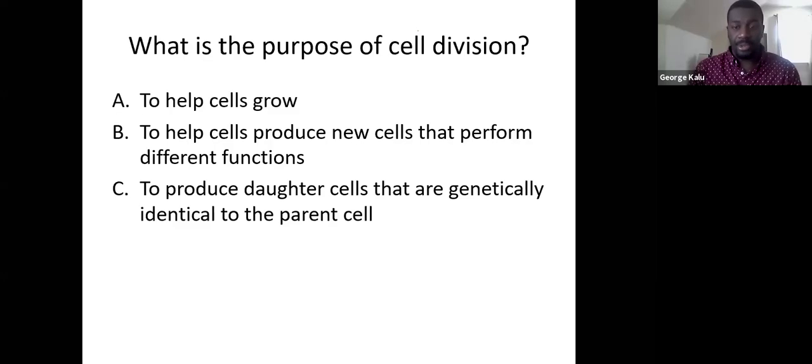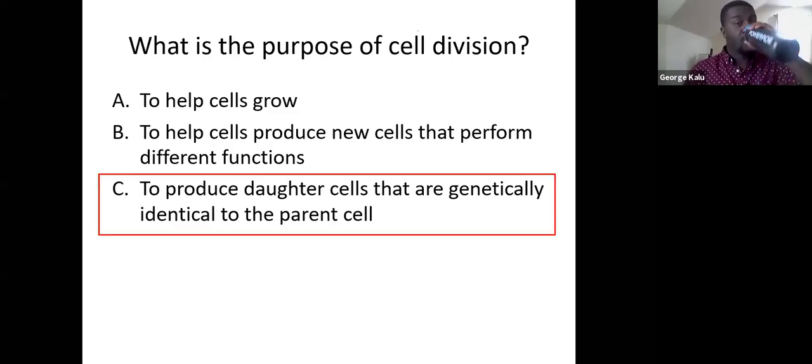A, to help cells grow. B, to help cells produce new cells that perform different functions. Or C, produce daughter cells that are genetically identical to the parent cell. I'm seeing C's. And C is correct. So the purpose of cell division is to produce genetically identical daughter cells. We want the daughter cells to be genetically identical to the parent.